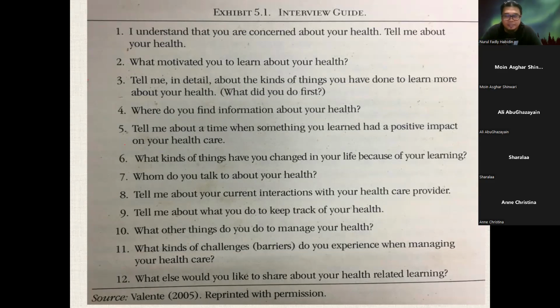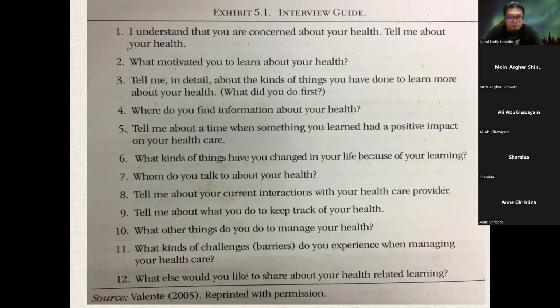For this example, I will just read number 1 to number 12 so that we can see the flow from 1 to 2 until the end. Number 1, I understand that you are concerned about your health. Tell me about your health. Number 2, what motivates you to learn about your health? Tell me in detail what kind of things you have done to learn more about your health. What did you do first? Where do you find information about your health?